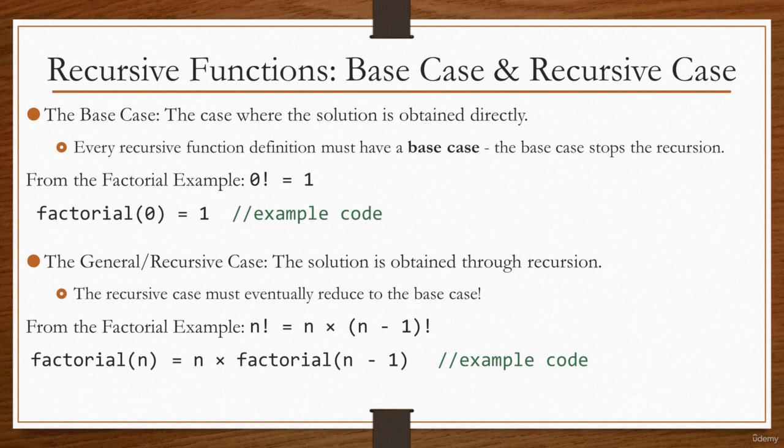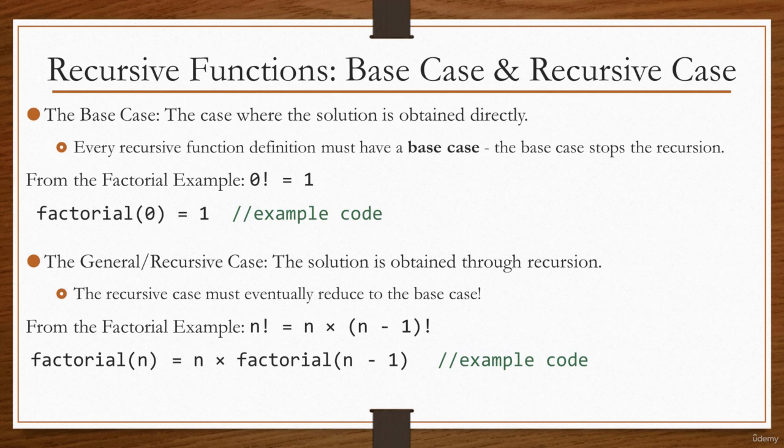With a recursive function we have a base case and a recursive case. Now the base case is the case where the solution is obtained directly. Every recursive function definition must have a base case, because the base case stops that recursion. Now from the factorial example, the factorial of 0 is going to be 1. It's just a code expression here. Let's have some function, factorial. We pass it an argument of 0, then we expect to get back 1. So expect that to return 1.